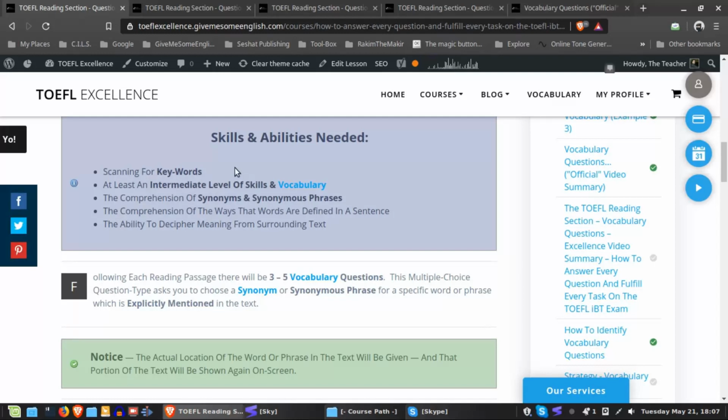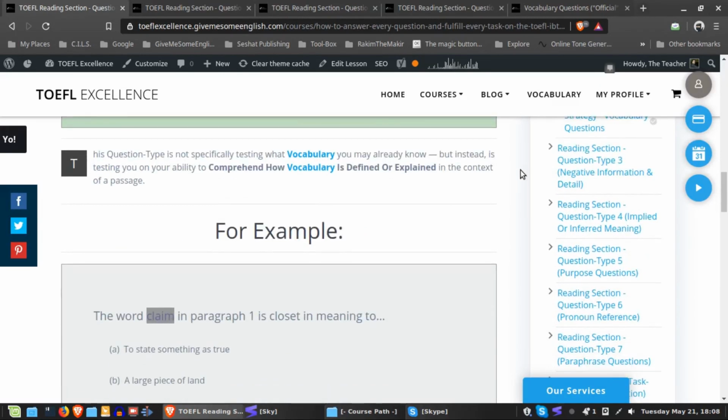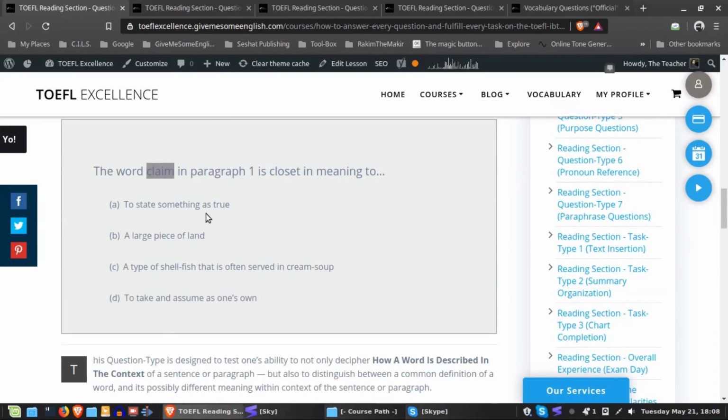So you do have to have at least an intermediate level of English skills, and obviously having at least that level of vocabulary is going to help you. However, the questions of the vocabulary type are going to be asking you about words where you can get the meaning from the context of the actual reading passage. So here's an example of what it looks like.